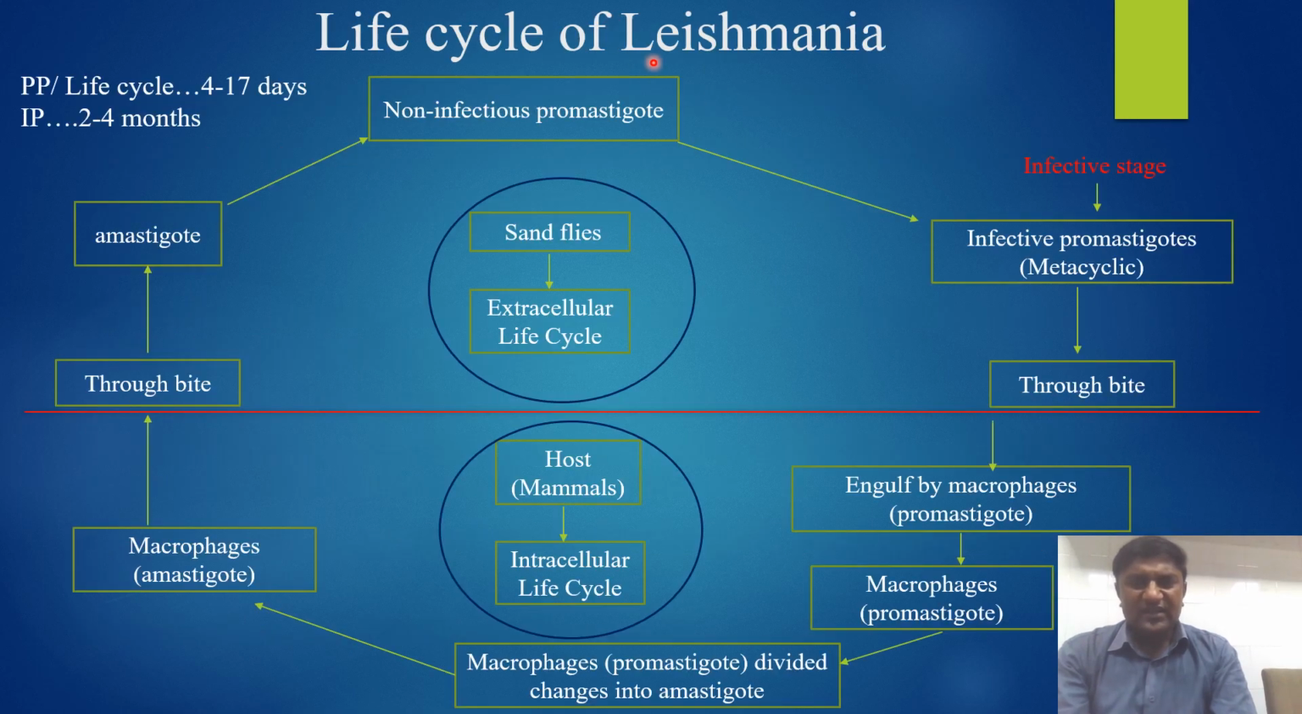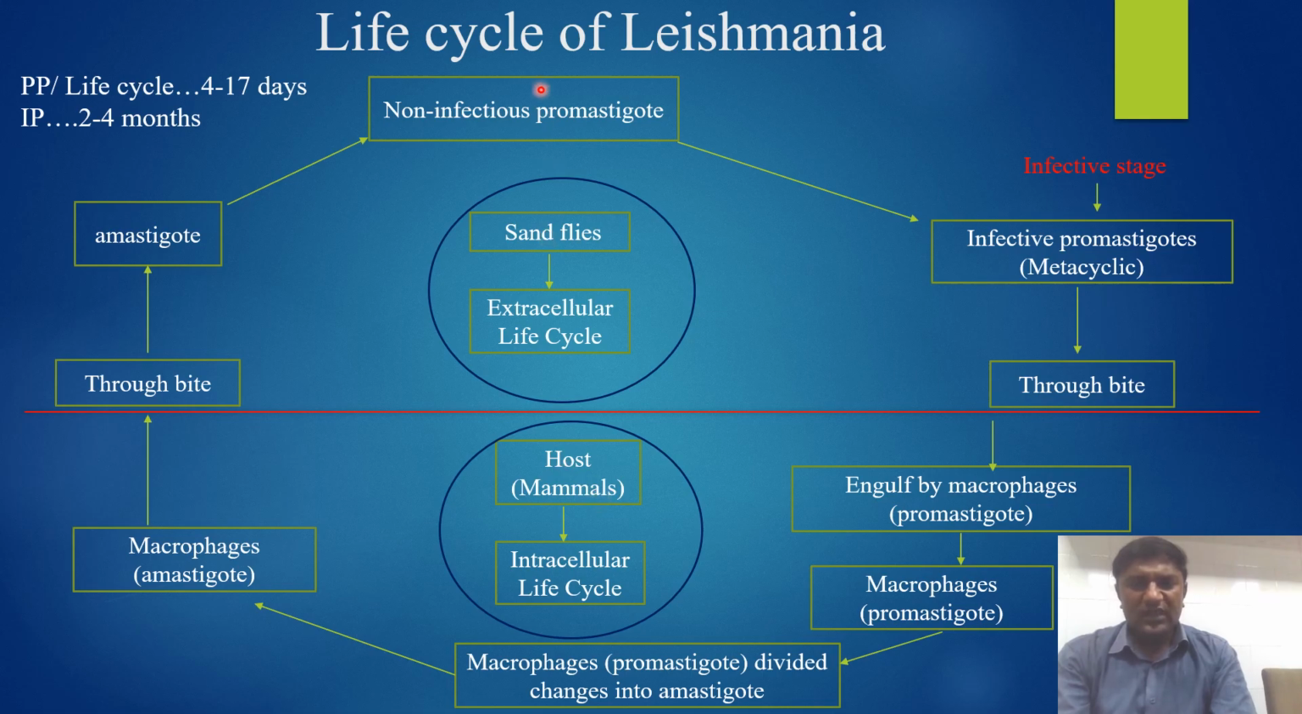The life cycle of Leishmania. First of all, the preparation period of the life cycle is 4 to 17 days, and the incubation period is 2 to 4 months. This life cycle is divided into two main parts: the extracellular life cycle and the intracellular life cycle. The extracellular life cycle takes place in the sandflies, while the intracellular life cycle takes place in the host mammals.